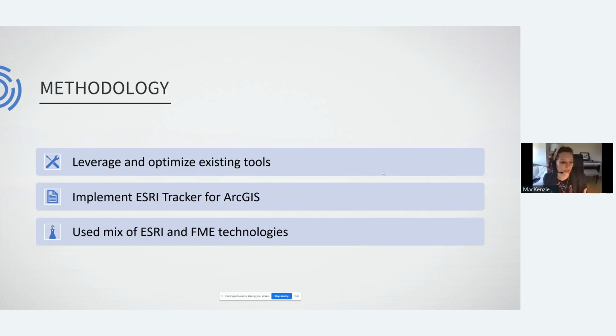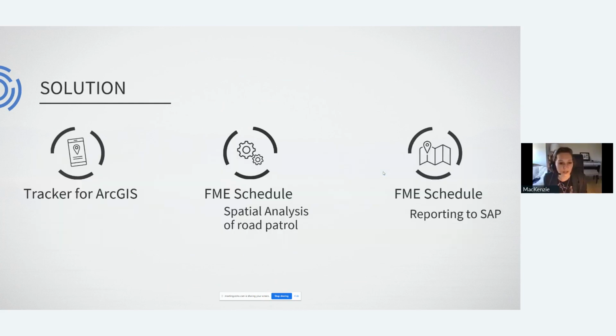And then they used a mix of, again, FME and Esri technologies in order to build their solution. They implemented Tracker for ArcGIS to track all the field work of the field crews. As the crews drive the network with the leak detection tools, the breadcrumbs of where they've driven are captured automatically and sent to the GeoEvent Server. So there's a constant capture of where they've been.